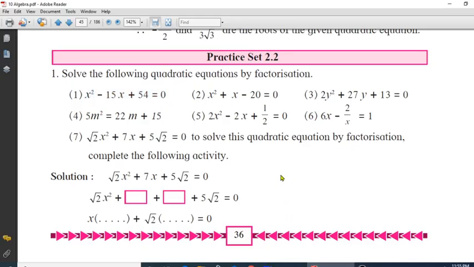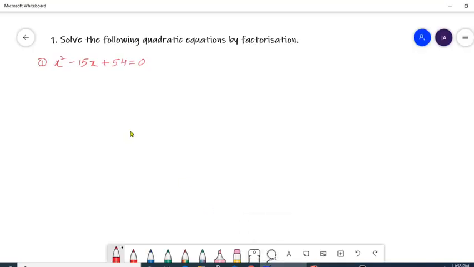Now we're going to solve practice set number 2.2, where the first question is solve the following quadratic equation by factorization method. First equation, x square minus 15x plus 54. I already have this equation on my sheet. We will just solve this equation by using factorization method.